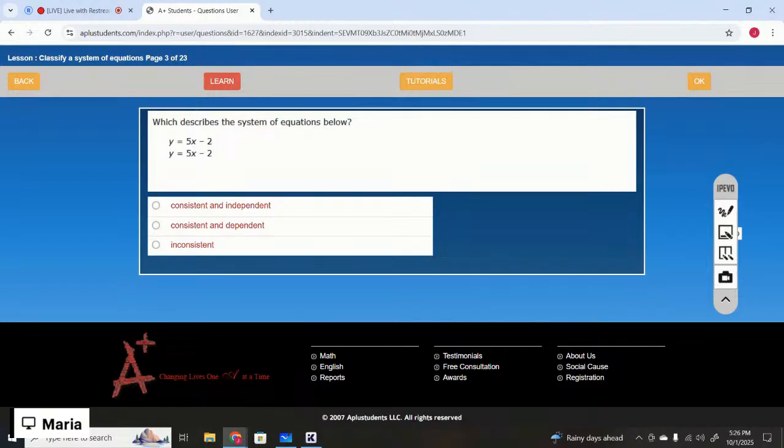Y equals 5x minus 2 and y equals 5x minus 2. So both the equations are exactly the same. They have the same slope and the same y-intercept. That means the system is consistent and dependent. Option number 2 is the correct option. The system is consistent and dependent.